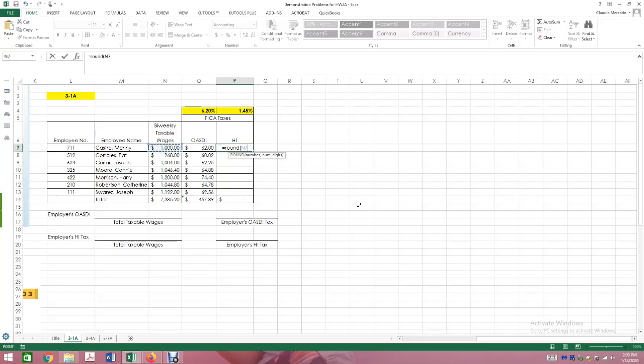I'm going to get my $1,000 and multiply it by my 1.45%, and close my parentheses. I'm going to go to my formula bar and anchor the 1.45%, which is P4. So I'm going to go to P4 and press F4. That's going to enter your $ signs. You can either press F4 or enter the $ signs in front of each of the cell references manually. To me, pressing F4 is just a lot easier.